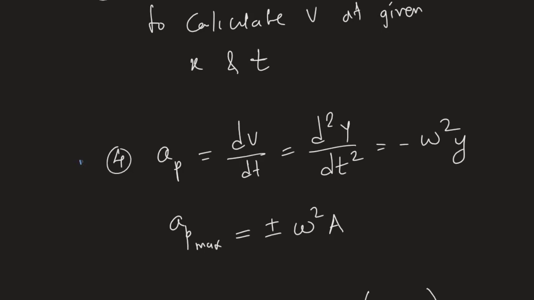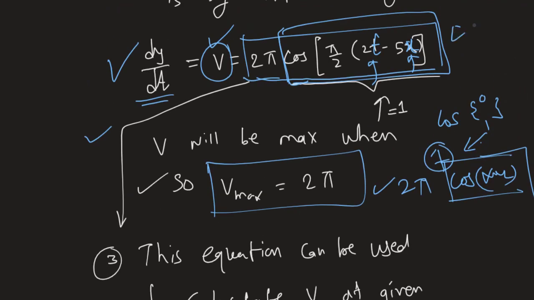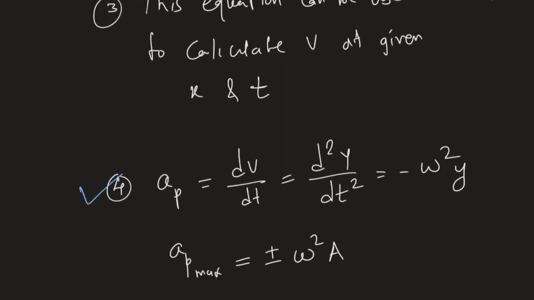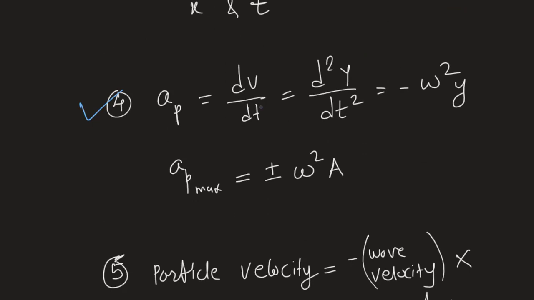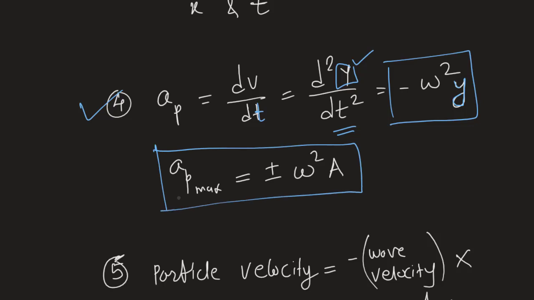Now next thing is acceleration of the particle. Once we know the velocity equation, you can see that we have calculated it. Then if you differentiate that equation with respect to time once again, that is, we are doing the double differentiation of this function y with respect to time, what we get is minus omega square y. That is the acceleration of the particle when it is displaced by y. And maximum acceleration is plus minus omega square a, because y's max value will be a.